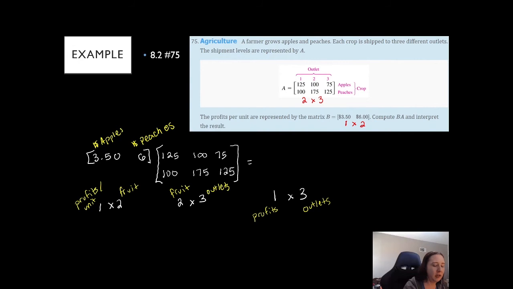So I can get the interpretation without even doing the multiplication, just by looking at those dimensions and then looking at what we are multiplying. So just to make this very clear, the interpretation: BA tells us the profits for each outlet.